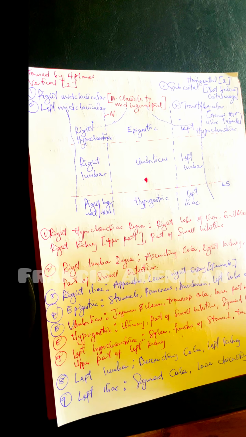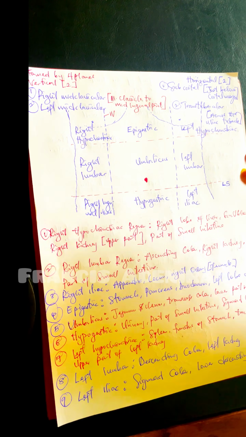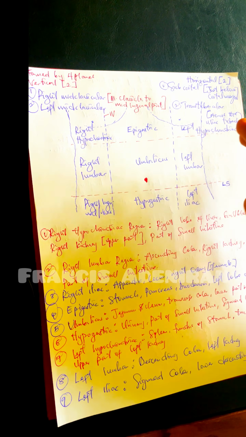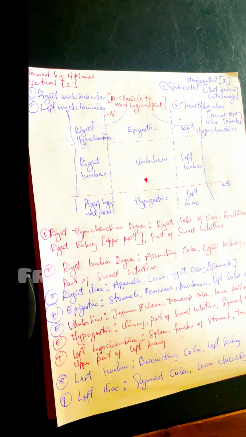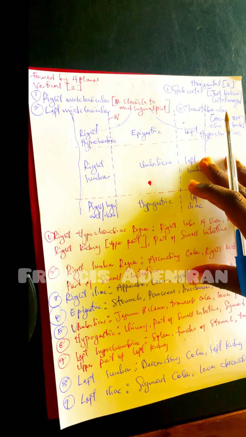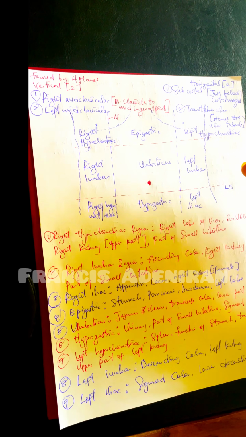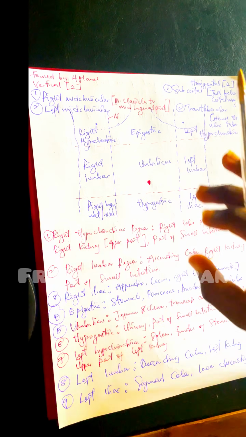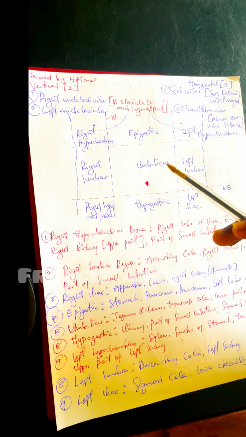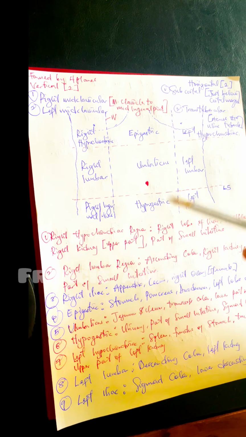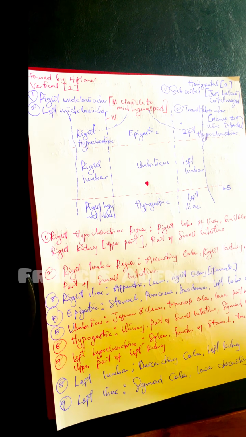Now, let's move straight to the 9 regions. Earlier we discussed the divisions into 4 quadrants, but let's discuss its divisions into 9 quadrants. The abdomen itself is divided into 9 quadrants by 2 vertical planes and 2 horizontal planes.